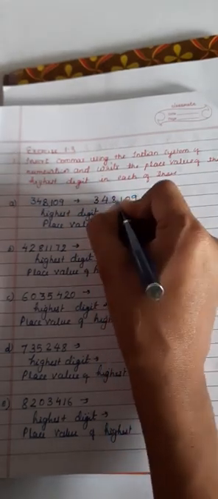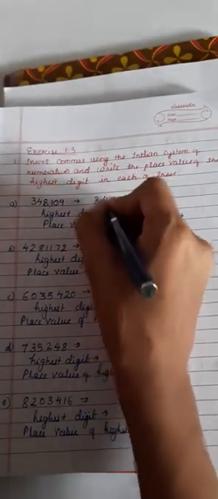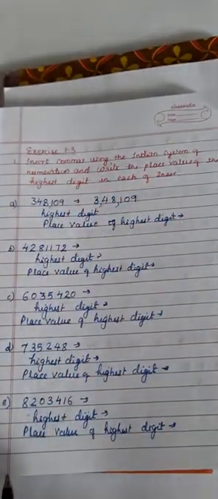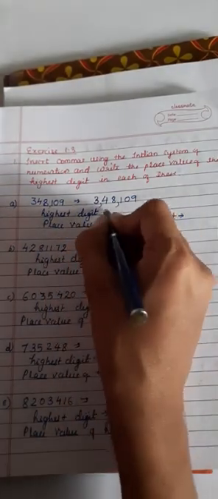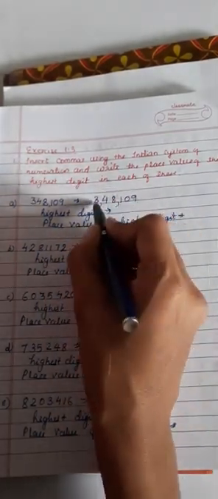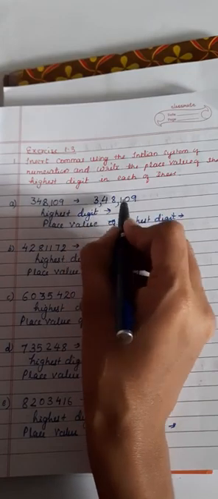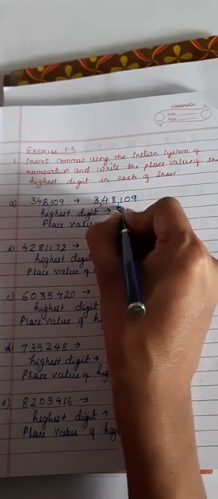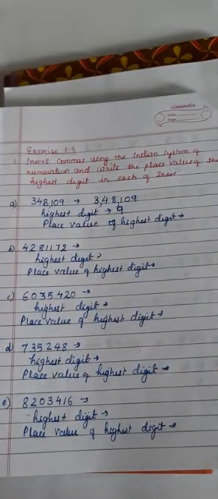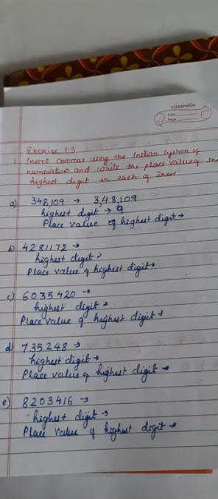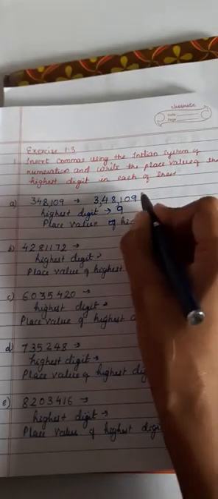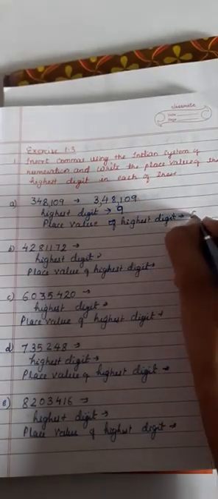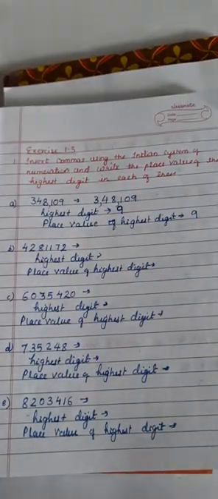Ones, tens, hundred, thousand, 10,000 and lakh. Here the number is not there. Which is the highest digit over here? The highest digit is 9, when you see all the digits 0, 1, 3, 4, 8 and 9. So what is the place value of the highest digit in the number? The place value is 1. 9 into 1 is 9.